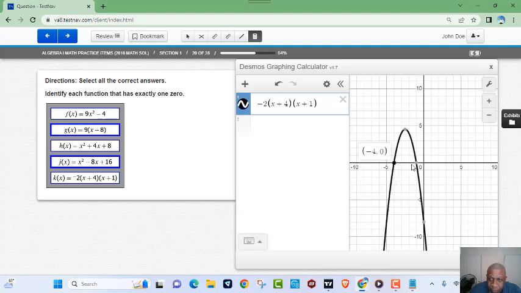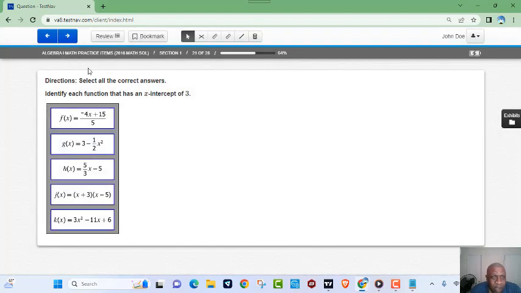There are 2 zeros here. All right, so that's not it. So it was the g of x, 9 parentheses x minus 8, and then the j of x, x squared minus 8x plus 16. Those are our 2 options. All right, let's look at the next one here. Directions: select all correct answers, identify each function that has an x-intercept of 3.